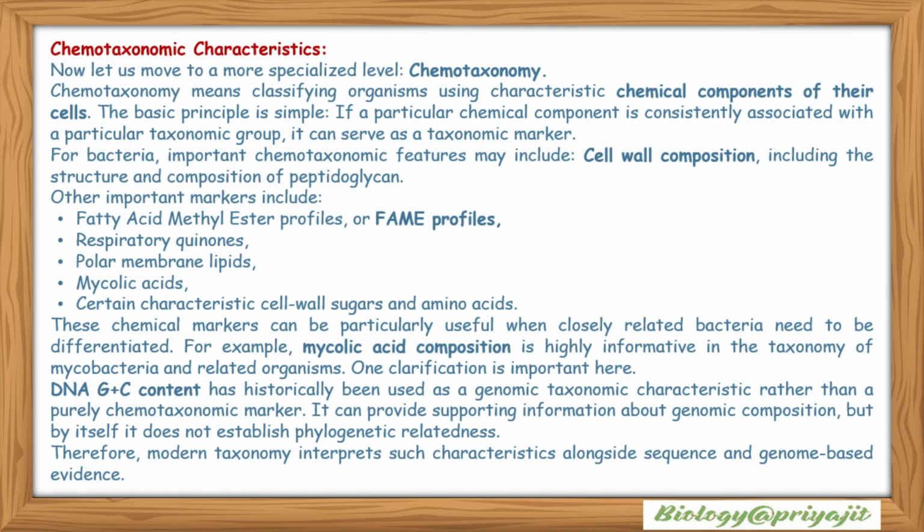One clarification is important here. DNA G plus C content has historically been used as a genomic taxonomic characteristic rather than a purely chemotaxonomic marker. It can provide supporting information about genomic composition, but by itself it does not establish phylogenetic relatedness. Therefore, modern taxonomy interprets such characteristics along with sequence and genome-based evidence.